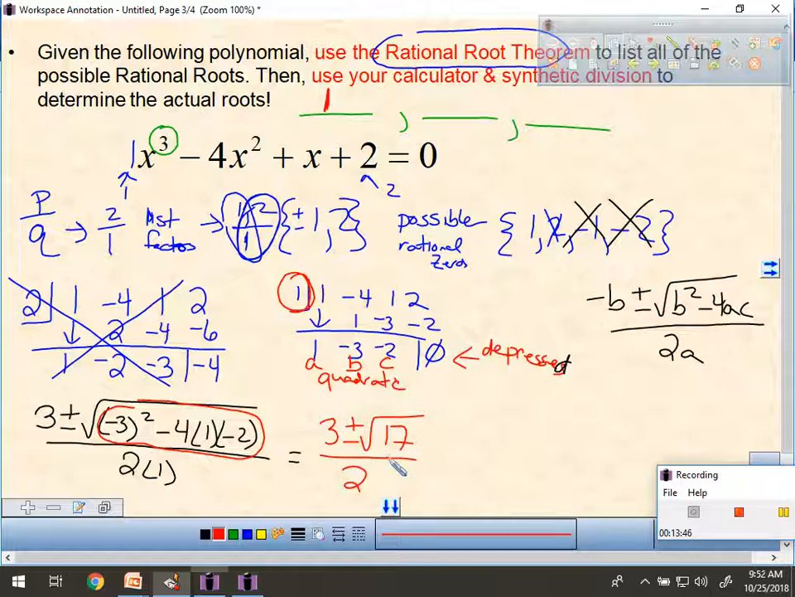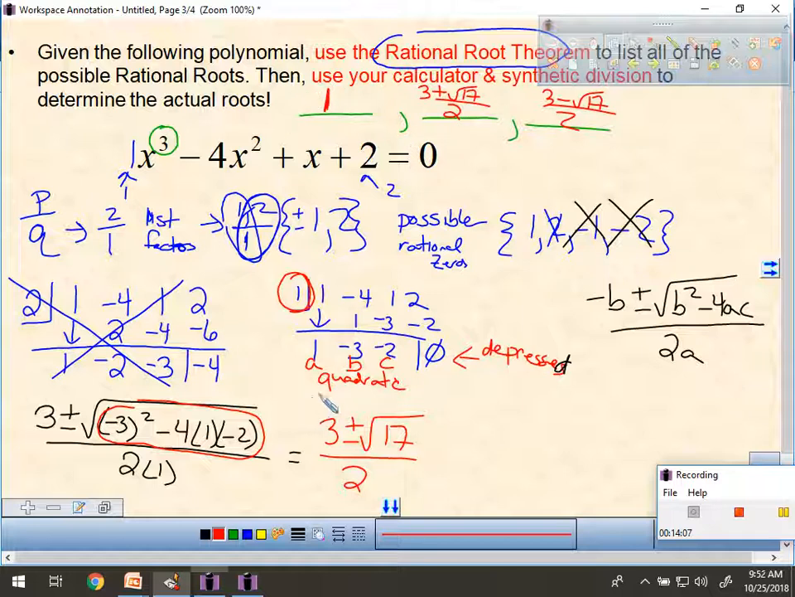Well, first of all, you always have to check yourself. Can I simplify radical 17? No. So these are my two answers. It doesn't look like it, but they are. Because my two answers would be 3 plus radical 17 over 2 and 3 minus radical 17 over 2. And these would be my three answers right there.